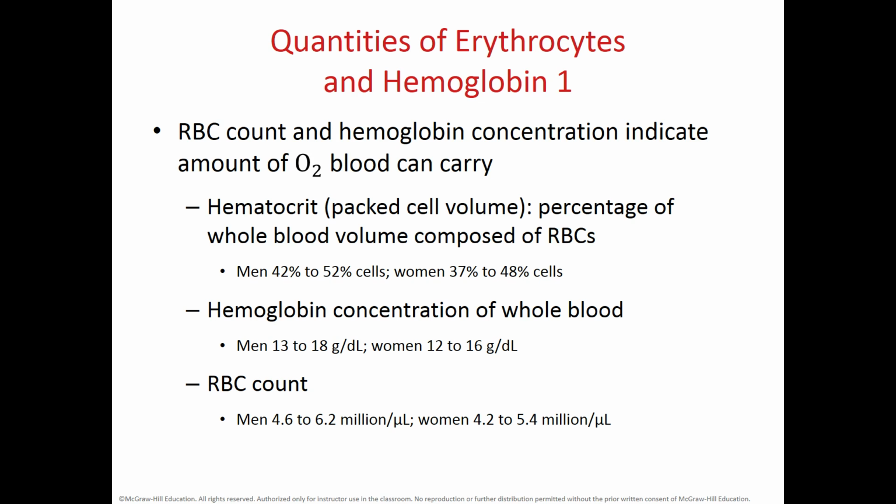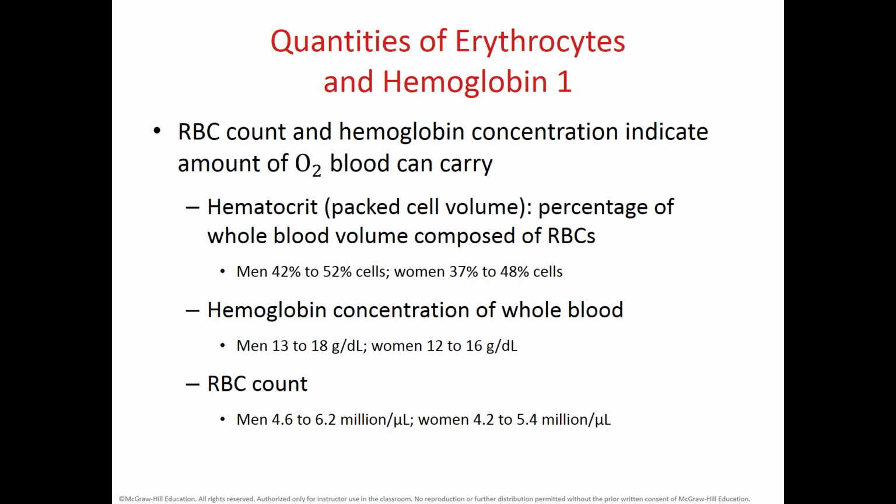So, about the quantities of erythrocytes and hemoglobin. The red blood cell count and hemoglobin concentration can indicate how much oxygen carrying capacity you have. The hematocrit, or the packed cell volume, the percentage of the whole blood made out of red blood cells, is in men between 42 to 52% and in females between 37 to 48%. So we'll basically be indicating the amount of red blood cells in percentages.